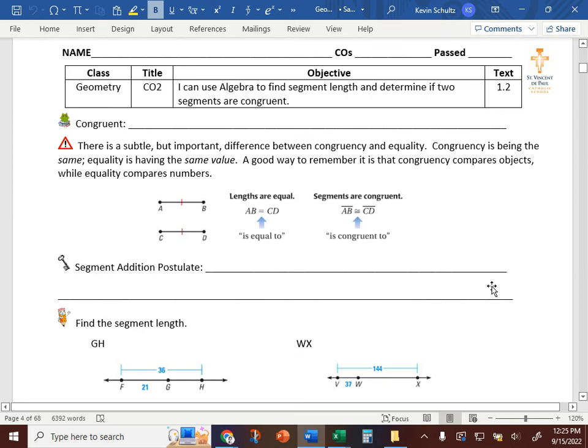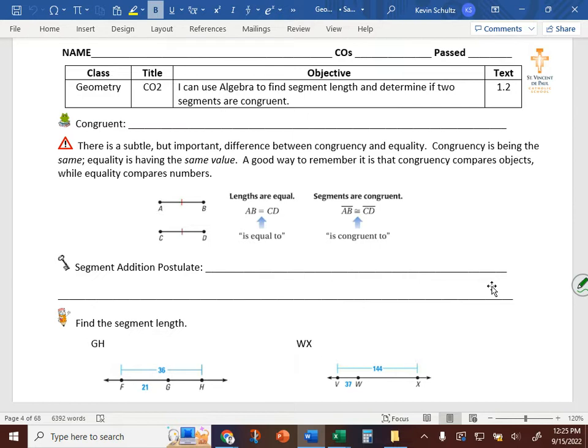We are moving on to CO2, not carbon dioxide, but using algebra to find segment length and determine if two segments are congruent. We mentioned yesterday that algebra and geometry are different in that they use two different sides of the brain, but algebra is still a part of it and that we use it to come to conclusions. And this is our first example of that.